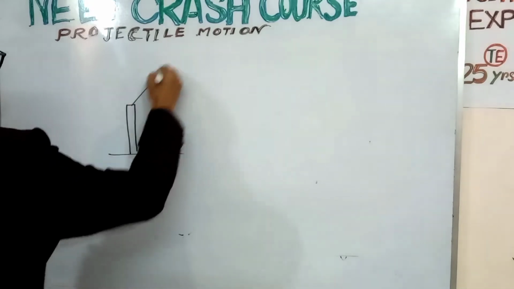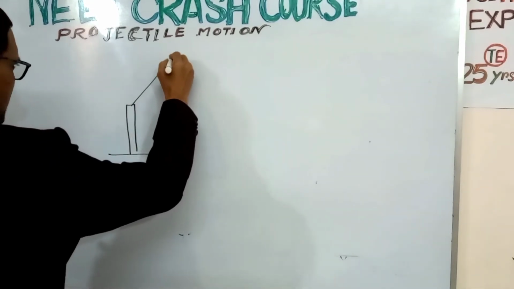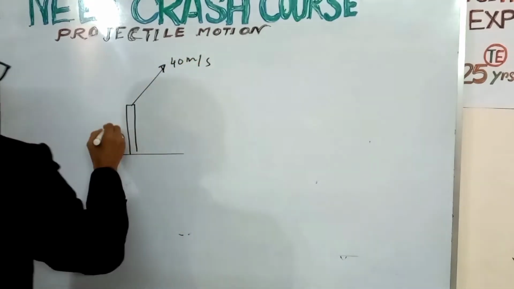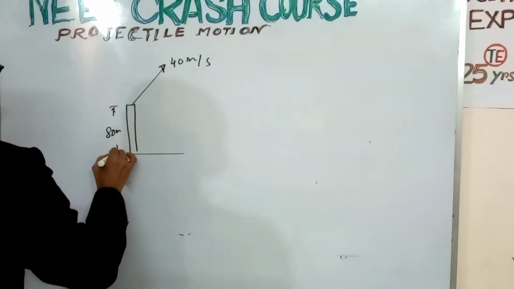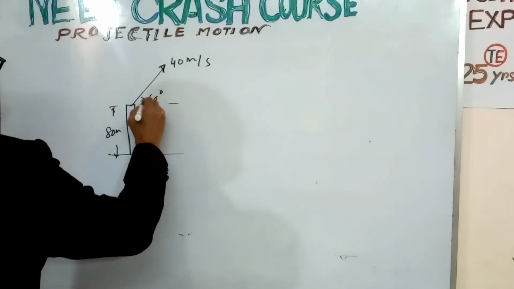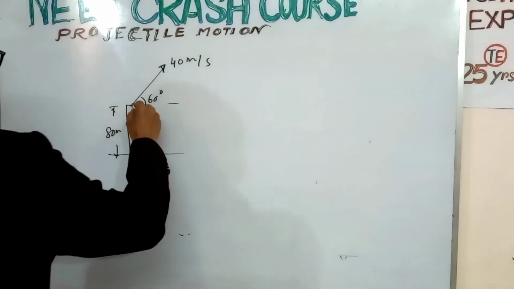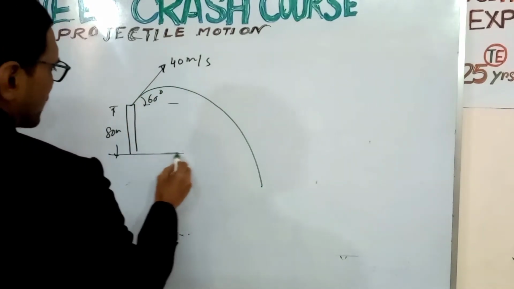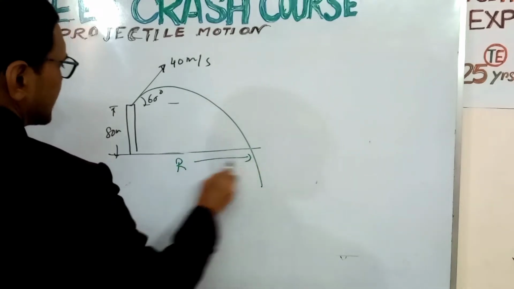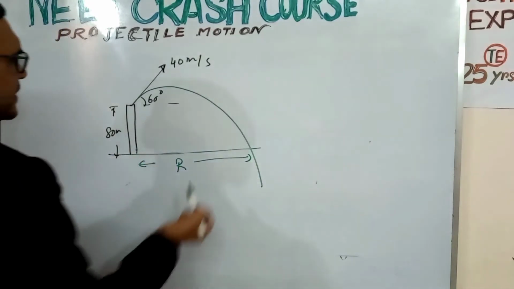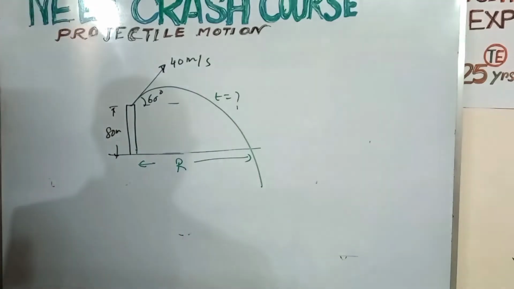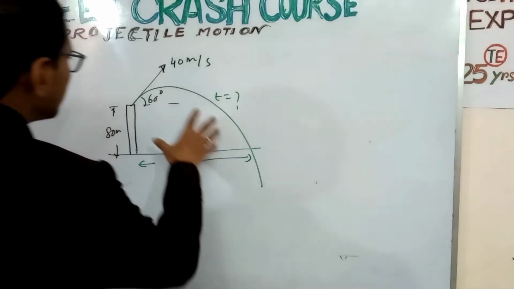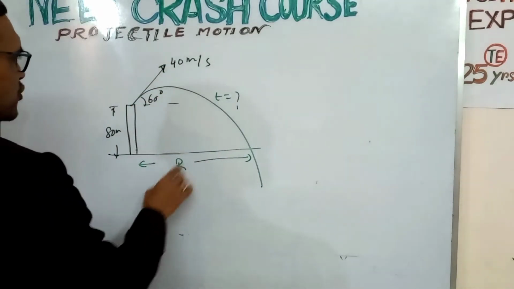And a body is projected with this velocity. Suppose this is 40 meter per second, 80 meter, and this angle is 60 degree. Now the body moves in such a way, the body moves like this way. So what is the range here and the time taken? So how do we find this range and time taken?